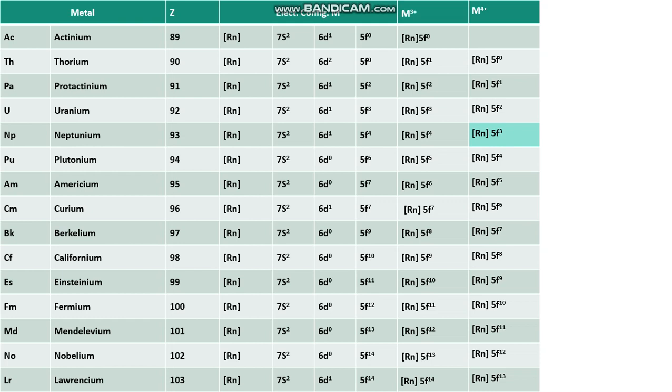So since there are no electrons beyond this M+3, it does not adopt M+4 or even above +4. Now in this case, if you look at the electronic configuration in the oxidation state of these elements, starting from f0, then f1, 2, 3, 4, 5, 6, 7, 8, 9, 10, 11, 12, 13, and 14.